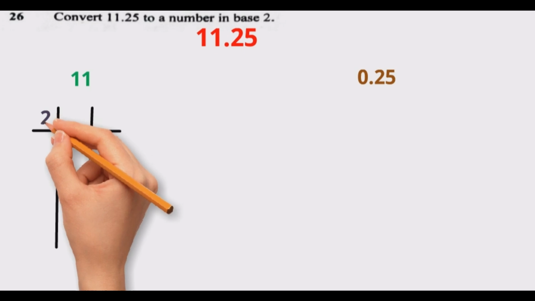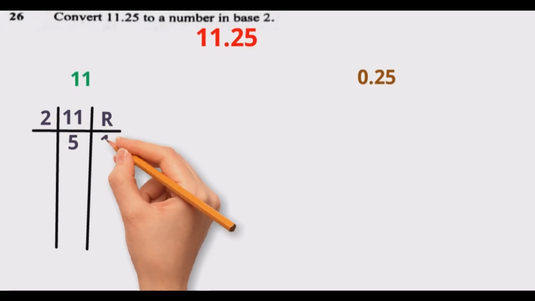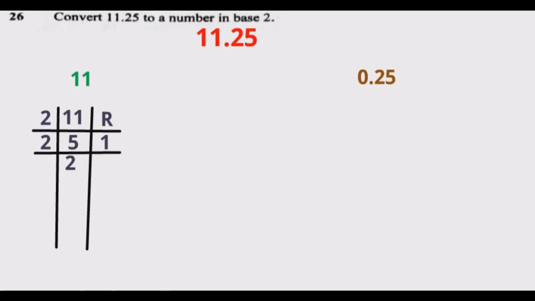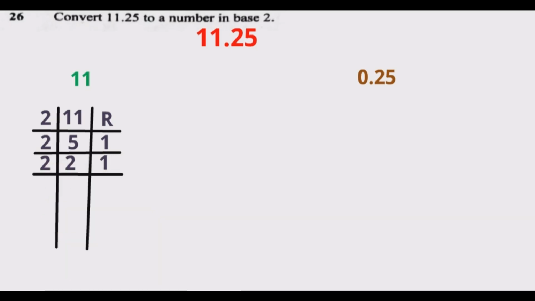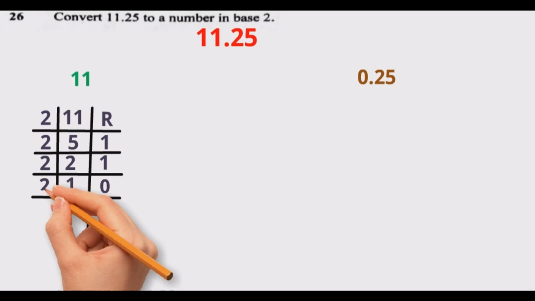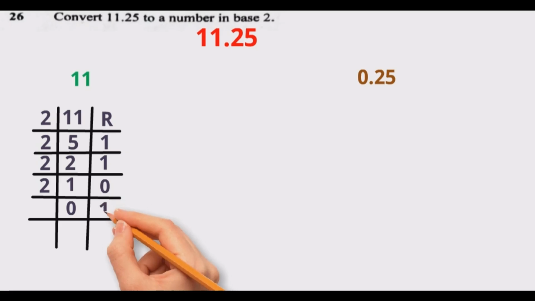Then I'm going to write 2 there, 11 there, and R there for remainders. Okay, then I'm going to say 2 into 11, it will go 5 times, remainder 1. So I'm going to write remainder 1 there. Then 2 into 5, it will go 2 times, remainder 1. 2 into 2, it will go 1 time, remainder 0. 2 into 1, it will go 0 times, remainder 1.